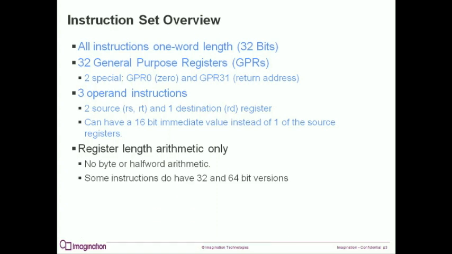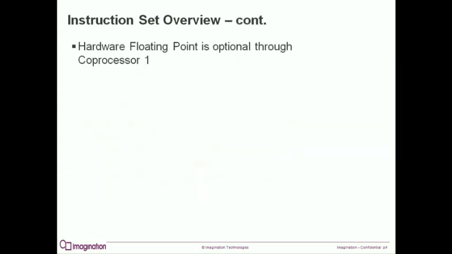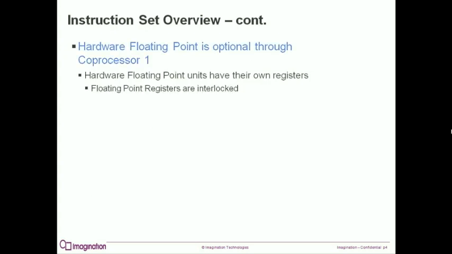Some instructions have 32-bit and 64-bit versions. Double-length operands and results will go into high and low registers that are not part of the general-purpose registers. These registers are both 32 bits wide, and the high will hold the high-order bits, and the low will hold the low-order bits. Hardware floating point is an optional feature. This unit has its own registers, which are interlocked in the pipeline so that instructions depending on floating point results will stall and wait for the completion of the floating point operation. Floating point instructions are not covered in this section.